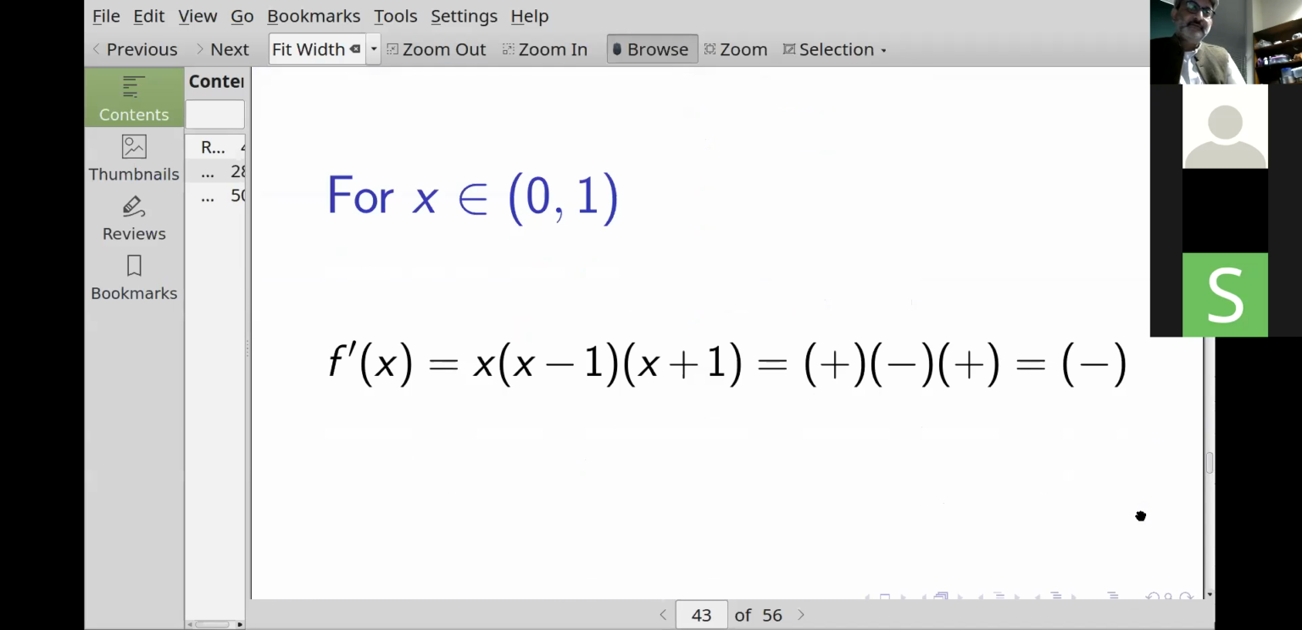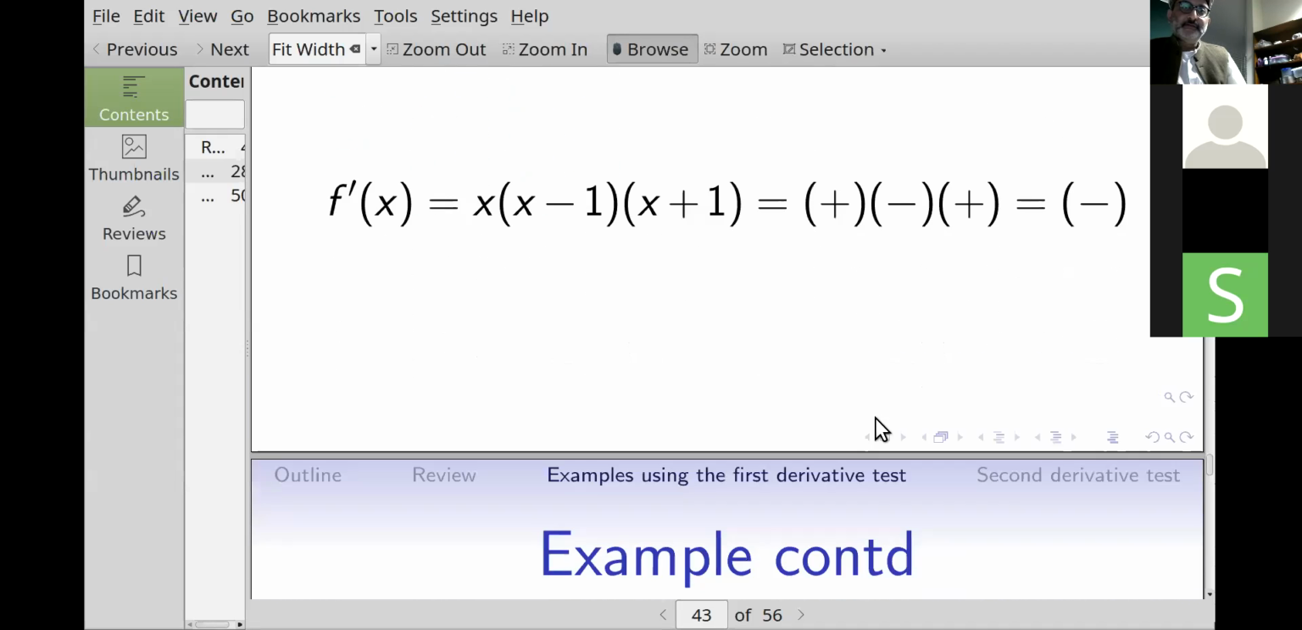The next interval of interest was 0 to 1. If you take a number in there and put it into x, it'll be positive. If you put it into x minus 1, the result will be negative. And if you put it into x plus 1, the result will be positive. So positive times a negative times a positive will be negative. That means the function is decreasing between 0 and 1.